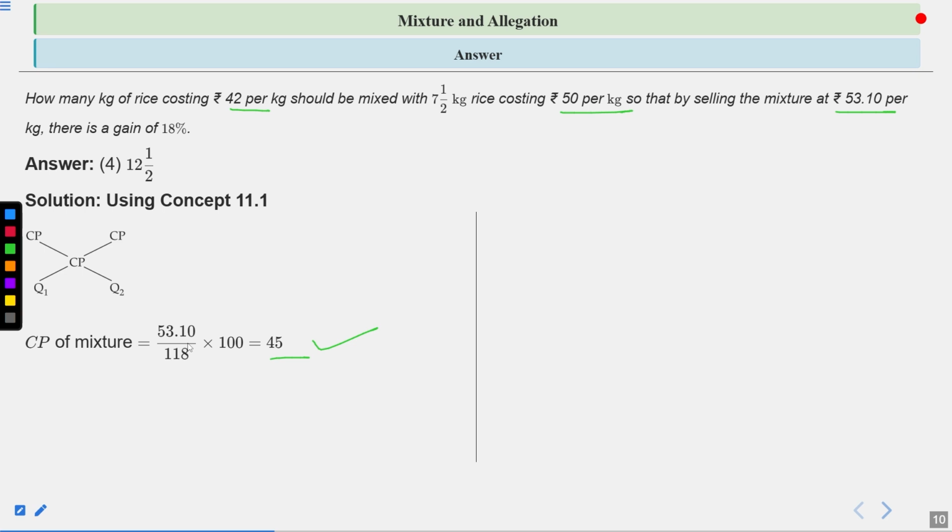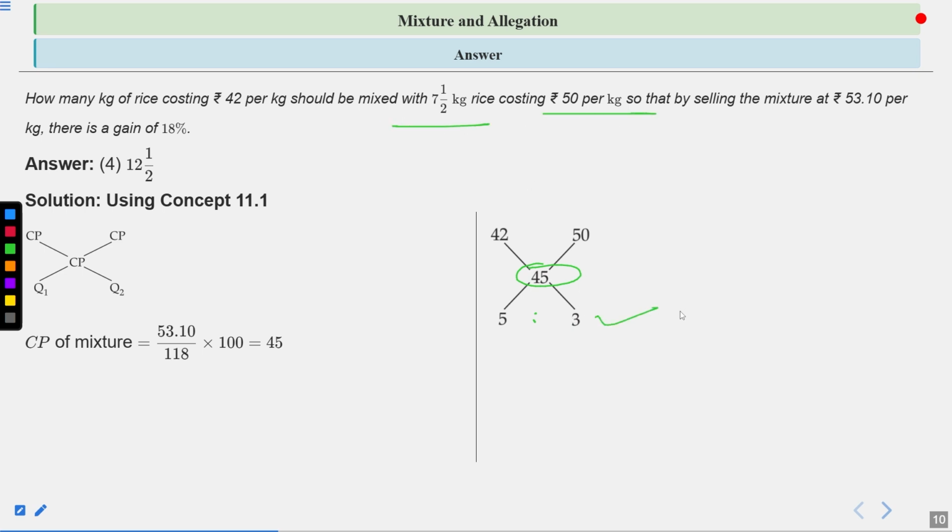So we can use the alligation formula. With 42, 50 and 45, we get the ratio of the quantity, which is 5:3. Now 50 rupees per kg rice is given, which is 7.5 kg. So we can compare it.